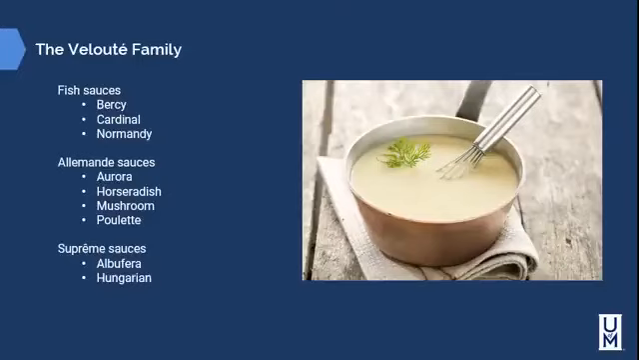Albufera sauce is based on supreme sauce, to which is added meat glaze, or glace de poulet or glace de veau, and it is served chiefly with poultry and sweetbreads. Hungarian sauce consists of added paprika, onions, and white wine, and is excellent on fish, chicken, and other meat items.